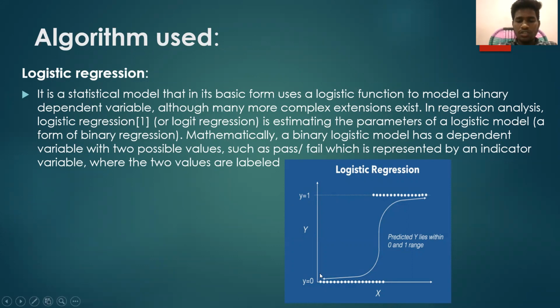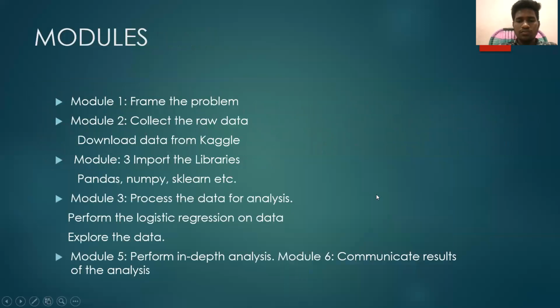This is a graph of the logistic regression. It predicts y, which lies between 0 and 1. It will predict between these labels, 0 and 1. To build this algorithm, we have divided it into 5 modules.